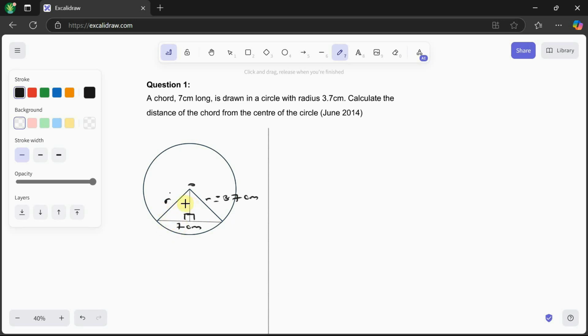So I'm looking for this height here, this h. If I bring out this half of the triangle, this place here is our 90 degrees, our right angle. This radius is 3.7 centimeters, and this length here is half of the entire length, which is 7 divided by 2, which is 3.5 centimeters. And we're looking for this h. So this is a right angle triangle, and we use Pythagoras theorem.